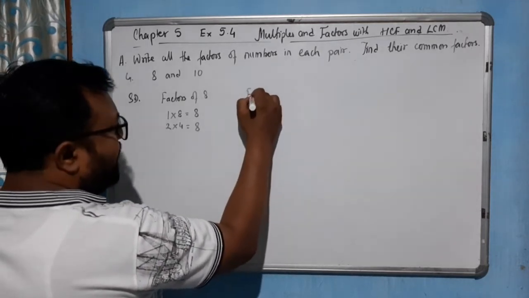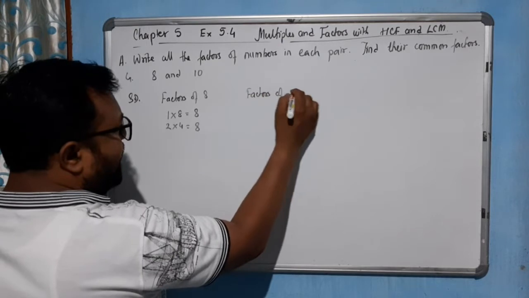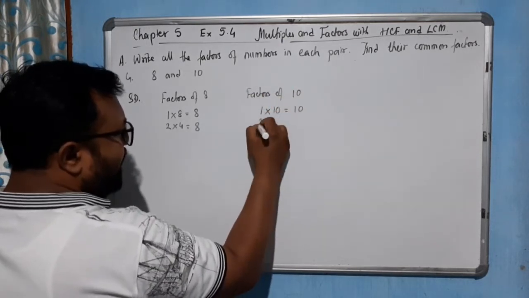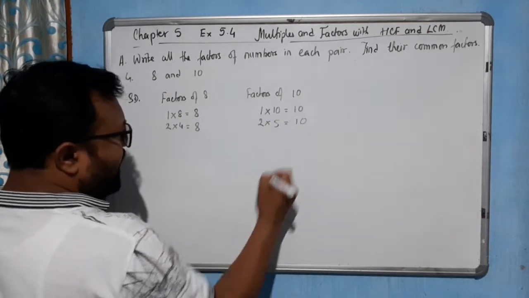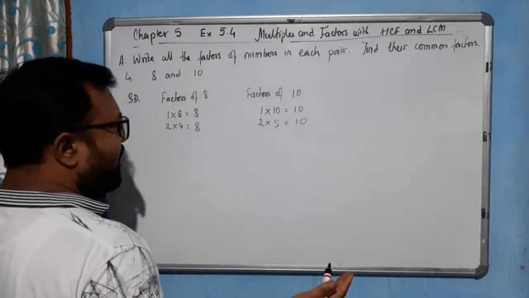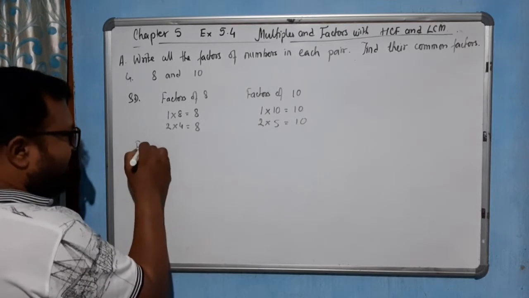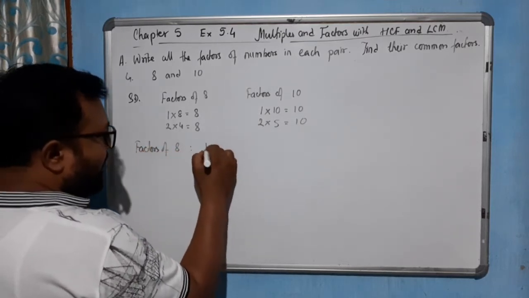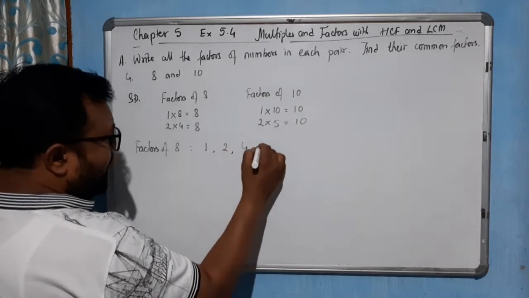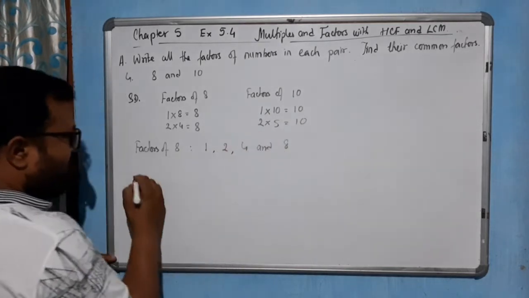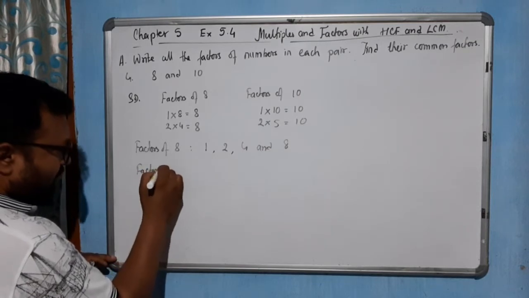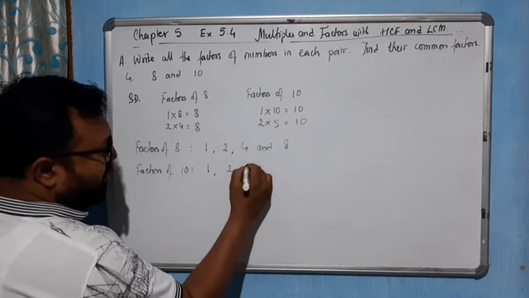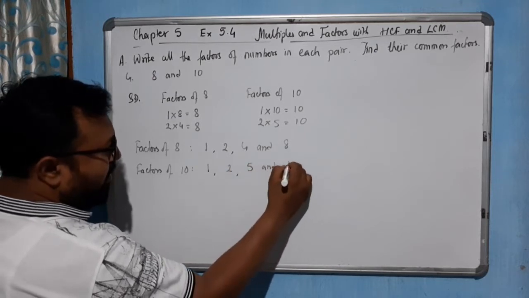Now factors of 10. Let's try. 1 into 10 equal to 10, 2 into 5 equal to 10. So this was okay. Now let's see. Factors of 8: 1, 2, 4 and 8. Factors of 10: 1, 2, 5 and 10.